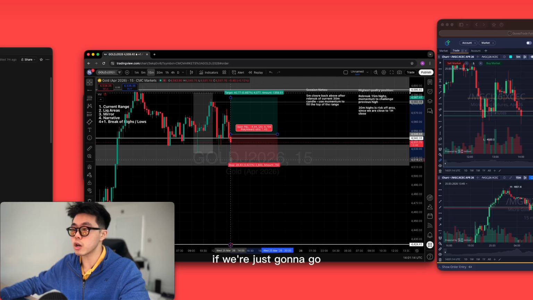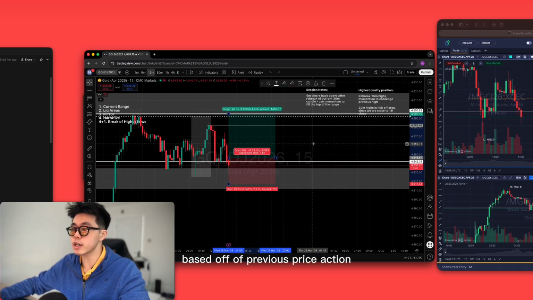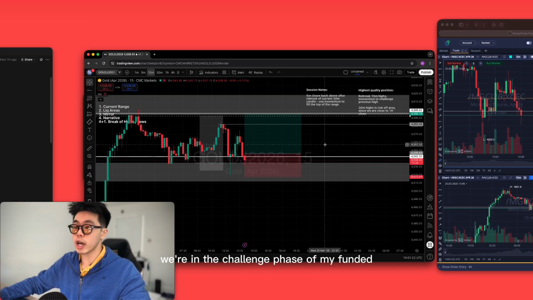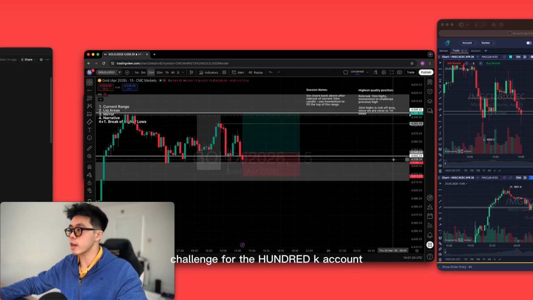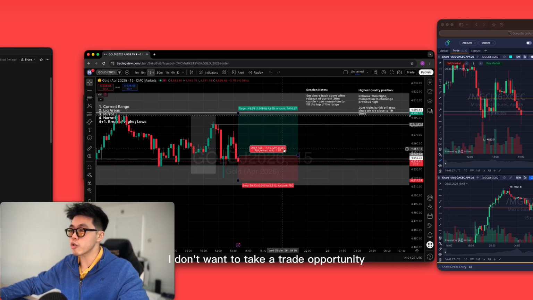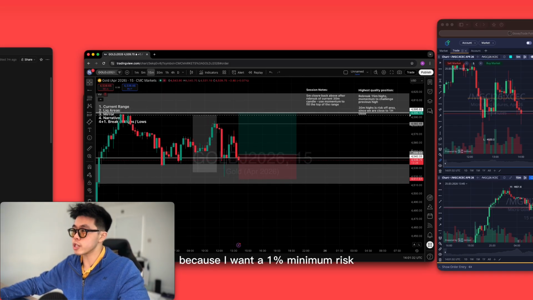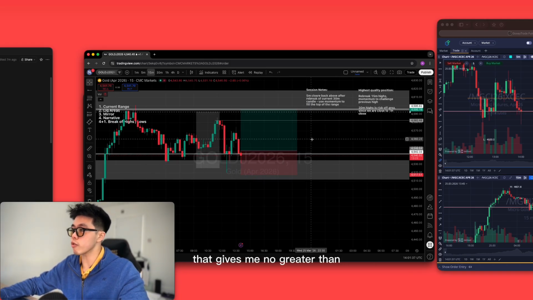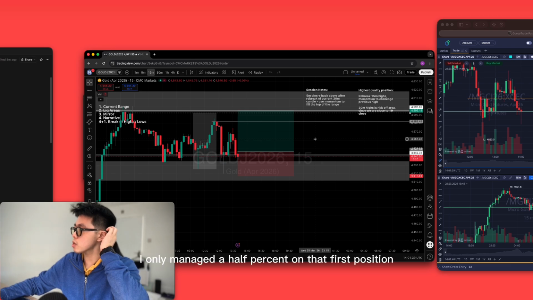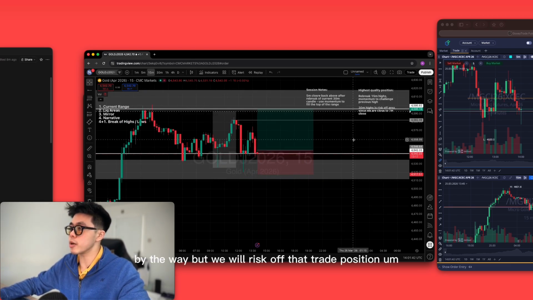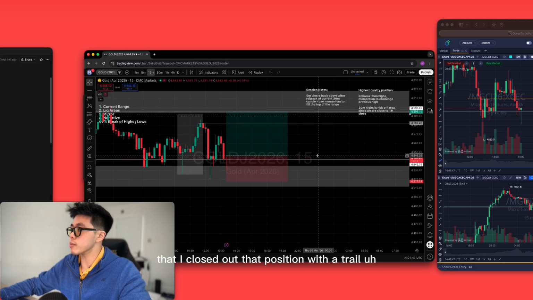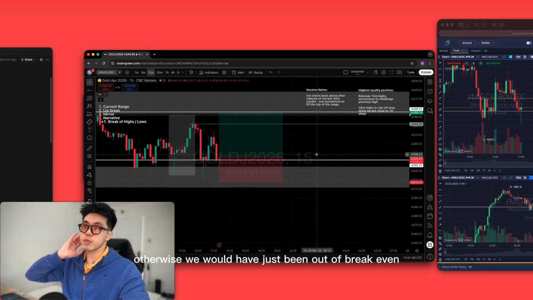So if we're just going to go off of previous price action, it's a 1.67 risk to reward now because we're in the challenge phase of my funded challenge for the 100k account. I don't want to take a trade opportunity that is less than a 1 to 2 risk to reward. Why? Because I want a 1% minimum risk, and obviously I want to get into a position that gives me no greater than 1% return. I only managed 0.5% on that first position, by the way, but we will risk off that trade position. And that was a good idea that I closed out that position with a trail. Otherwise, we would have just been out at a break even.